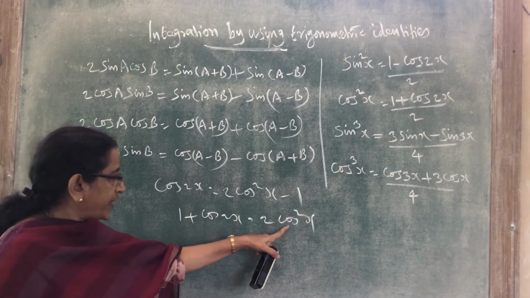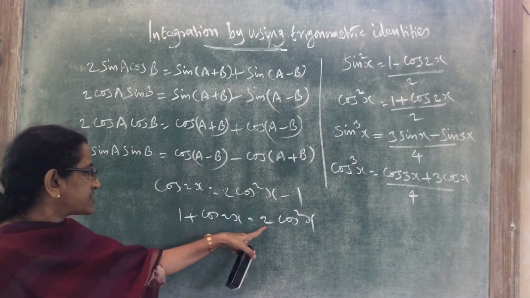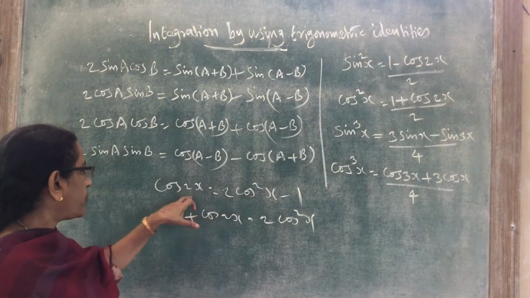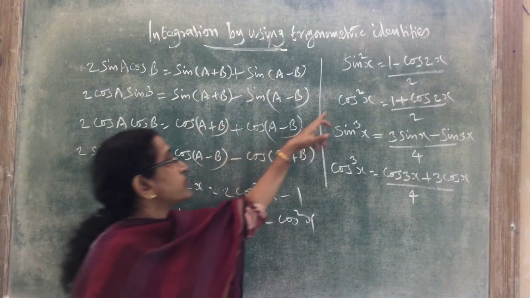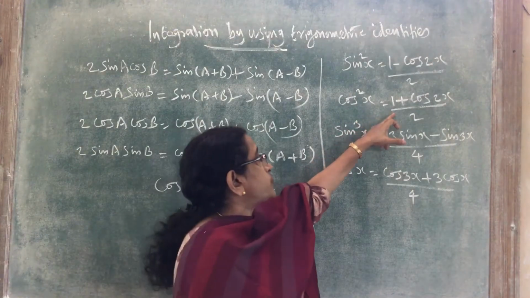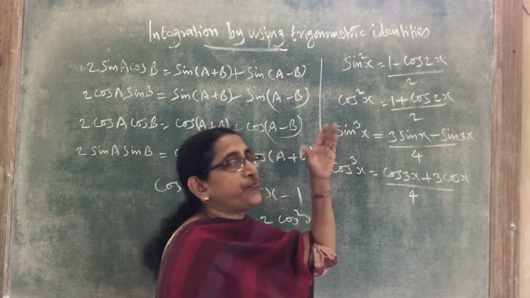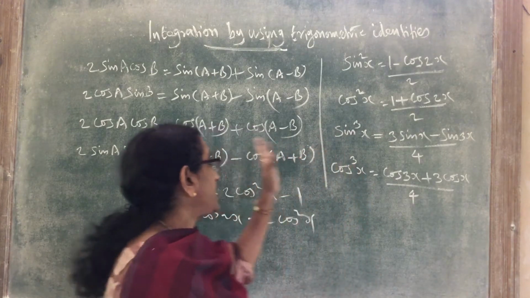So we get cos square x equal to 1 plus cos 2x whole divided by 2. From this formula only we are getting that. So cos square x equal to 1 plus cos 2x whole divided by 2. You have to use that formula to find the integrals of these functions.